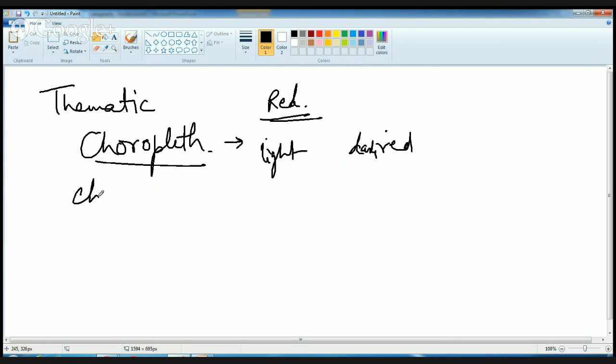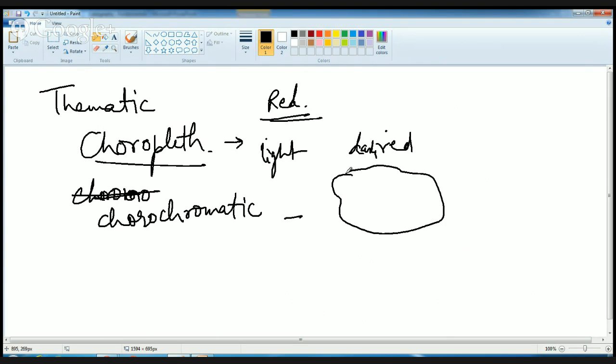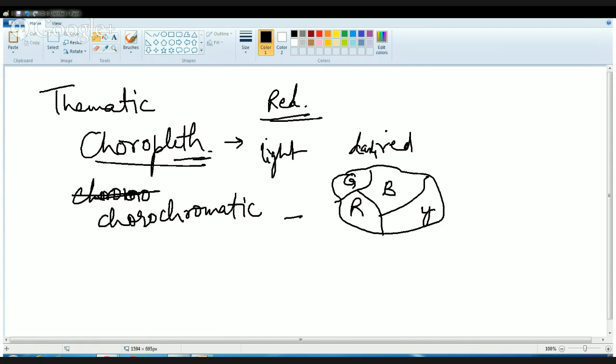Okay. Next is chorochromatic. In this, I'll use various colors. For example, this is a region. There are 5 regions. I'll use green, red, blue, and yellow to depict every region. And in case of choropleth, I'll use various shades of red to depict the region.